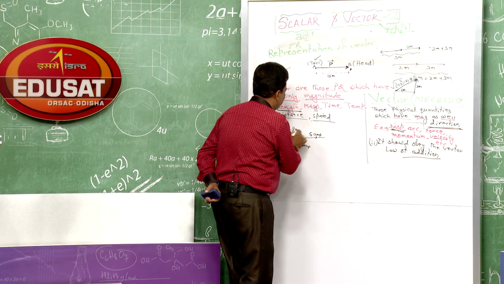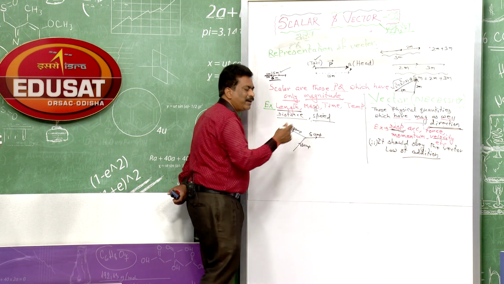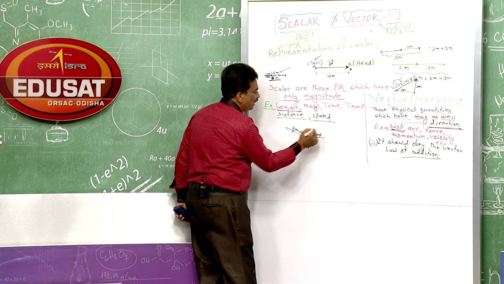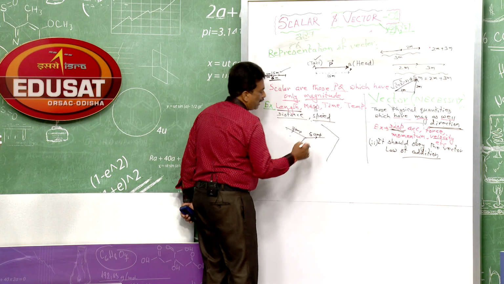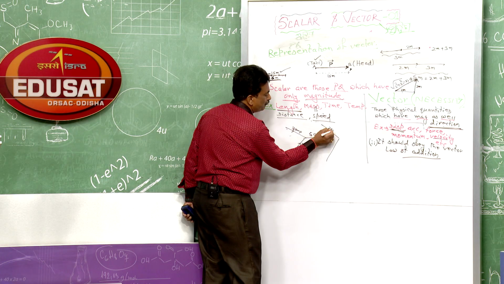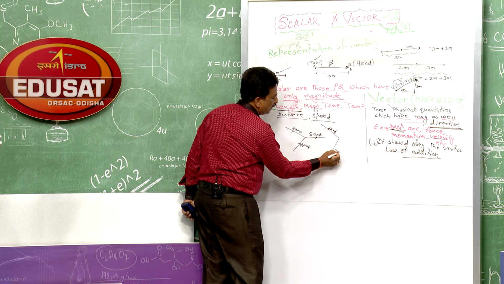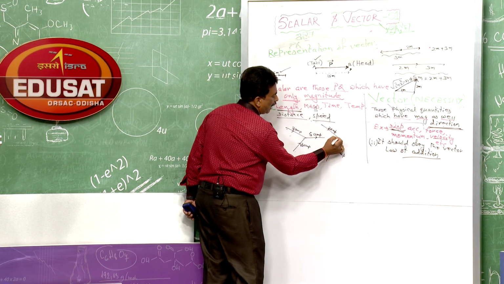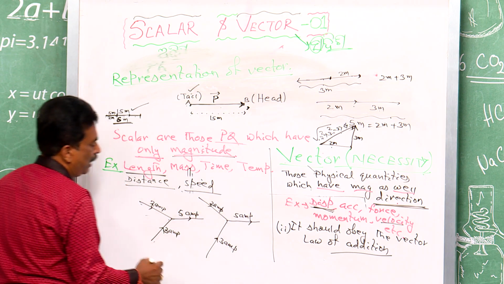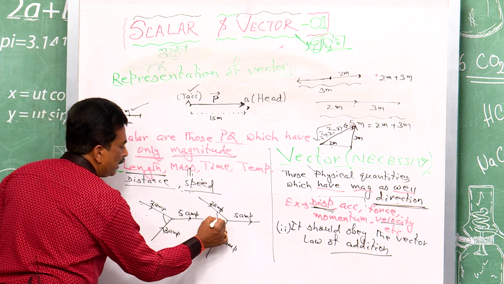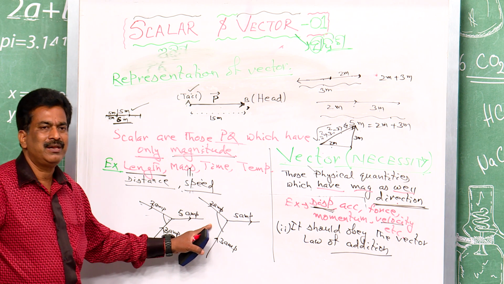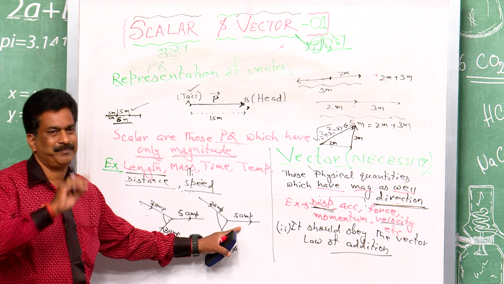And here 2 meter plus 3 meter, or 2 ampere plus 3 ampere, is 5 ampere. Suppose I enhance the angle between those two. This is your 2 ampere and this is your 3 ampere, and this is the resultant, 5 ampere. Here the angle is this, and the angle is different, but the result is coming the same.